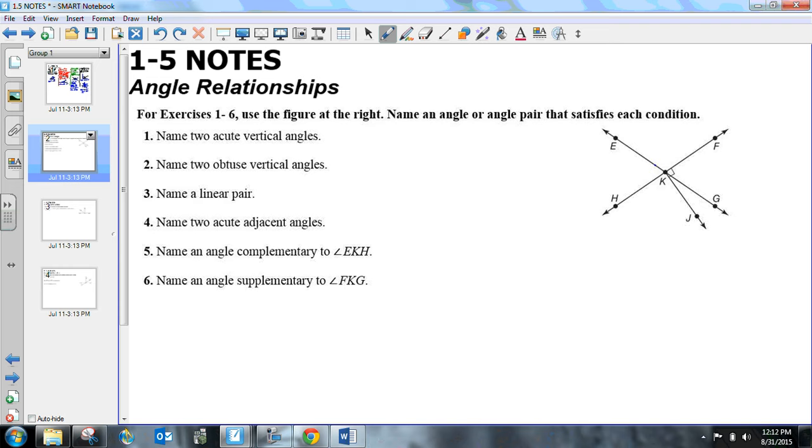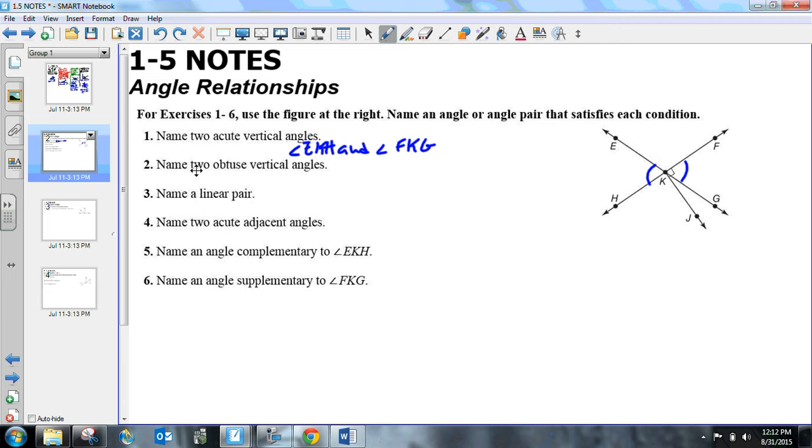So I have this vertical angle with this angle here. And because those are vertical, I know that they're congruent. And what I notice here is that this whole angle here is 90 degrees. And so then this angle has to be less than 90 degrees. So here are my two angles. I've got angle EKH, and angle FKG. Both of those angles are acute and they're vertical.